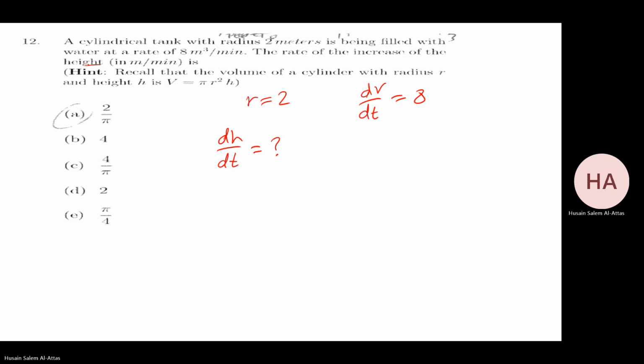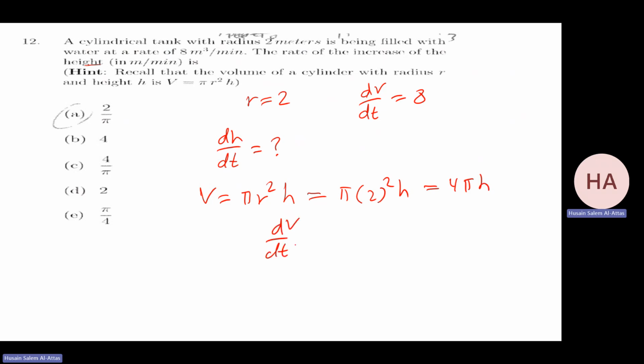He also gave me the volume of the cylinder: pi r squared times h, with r fixed at 2. That will be 4 pi h. So dV/dt will be 4 pi dh/dt.